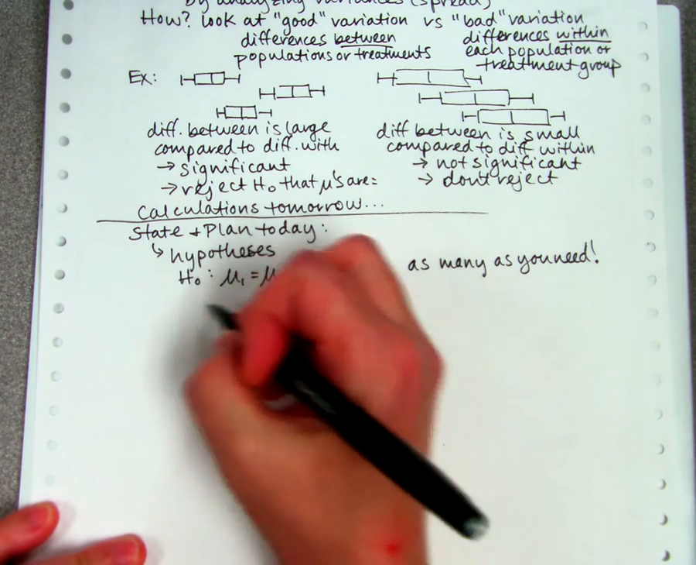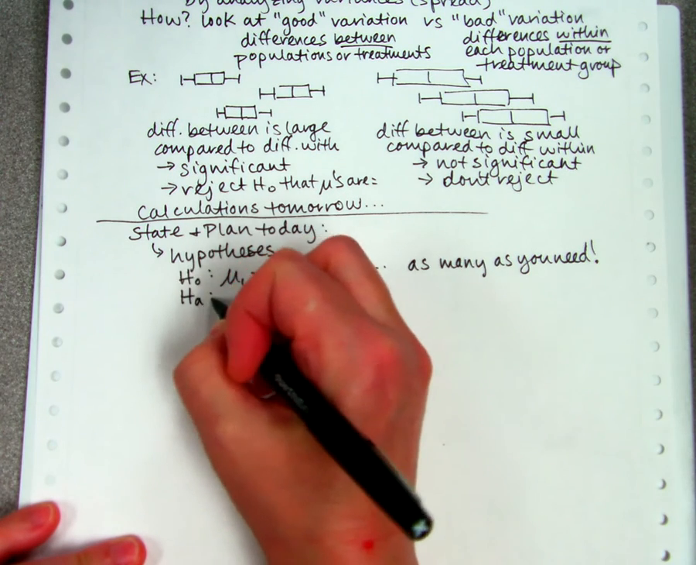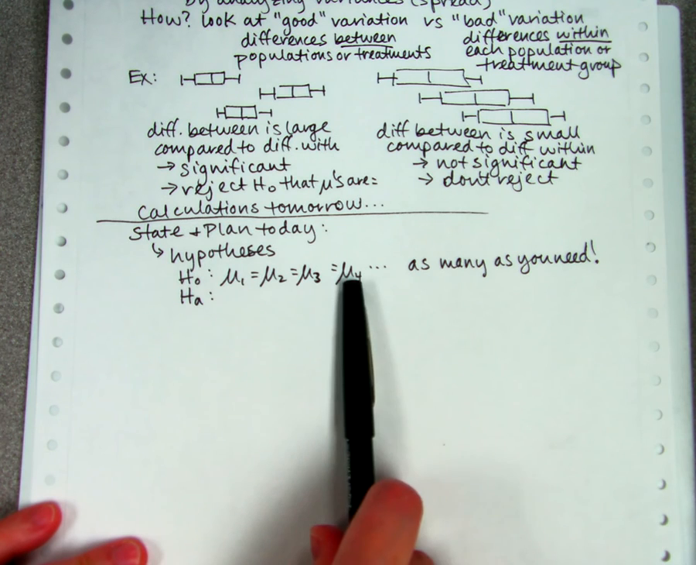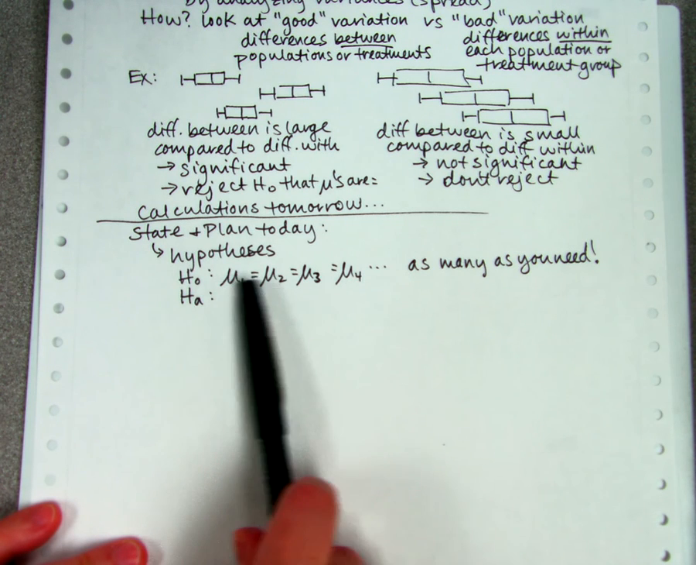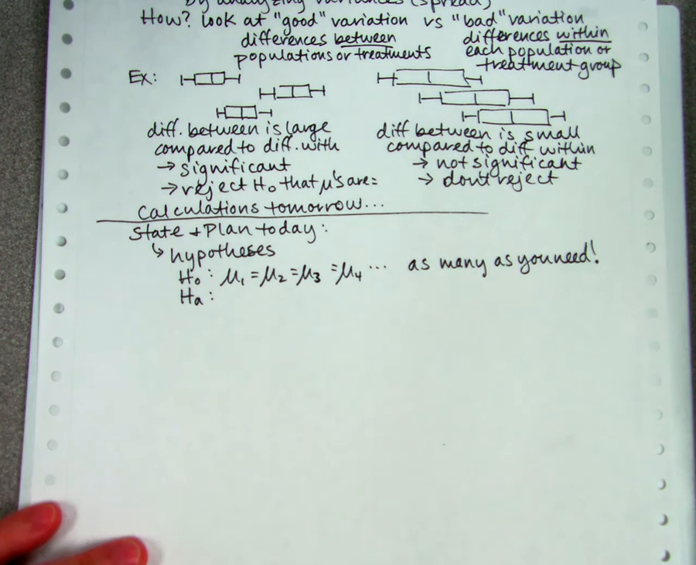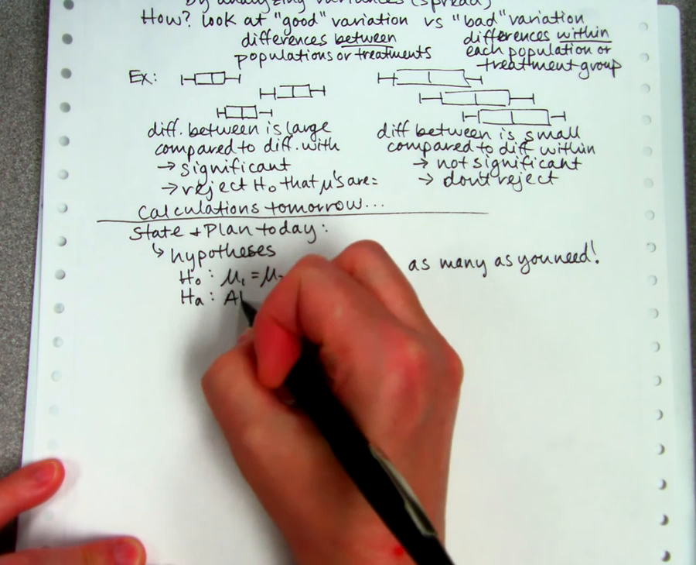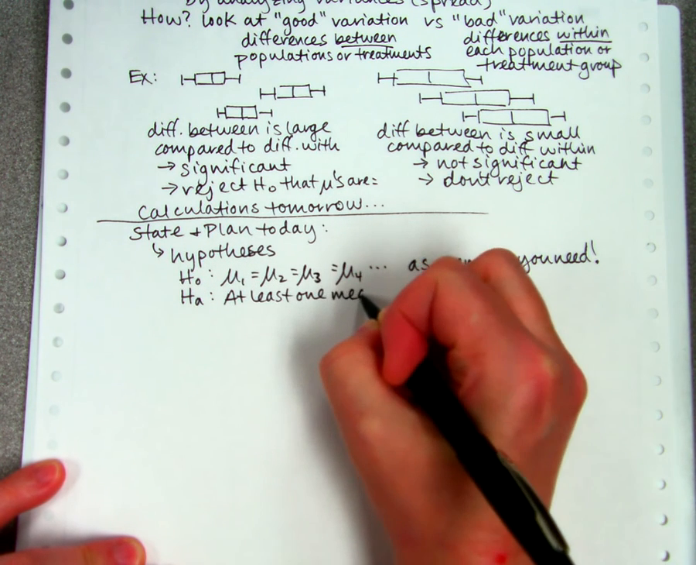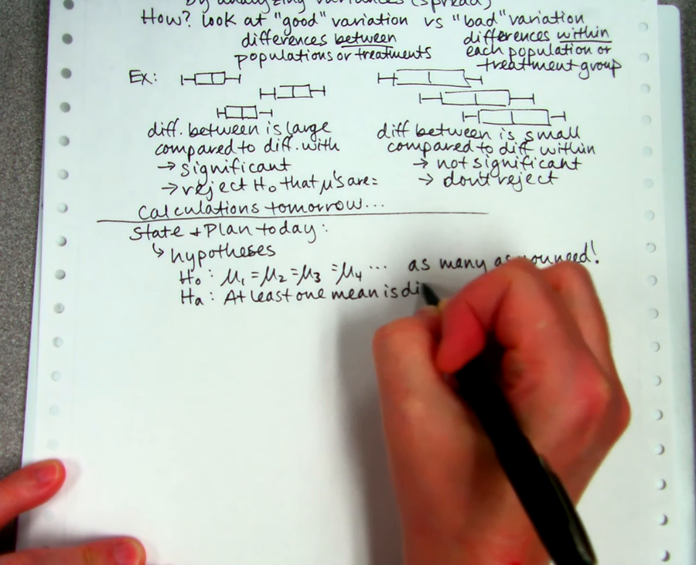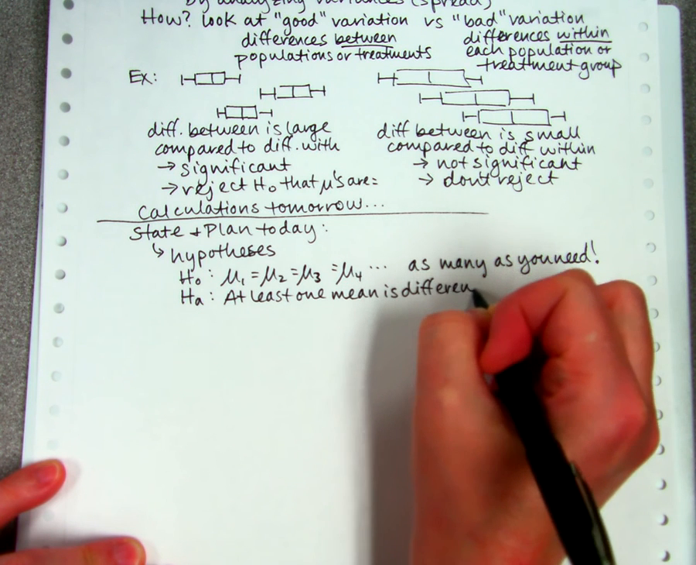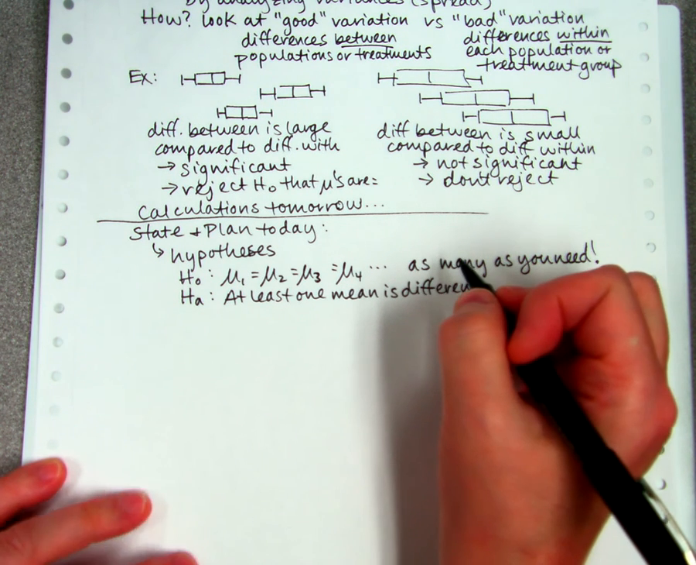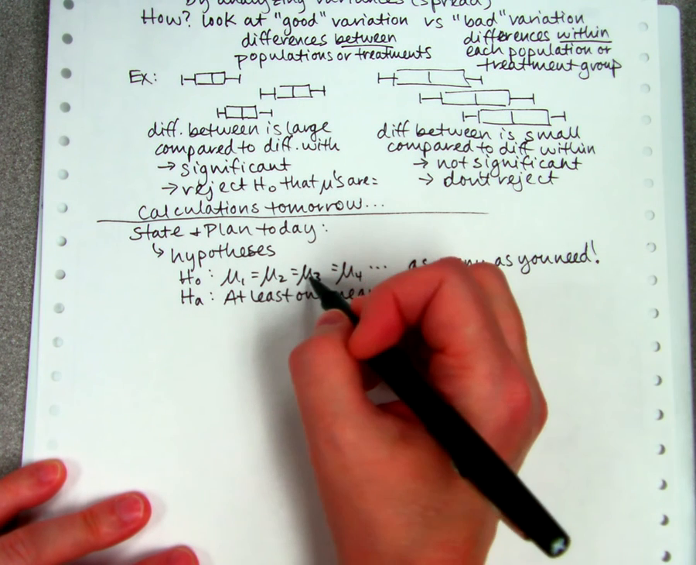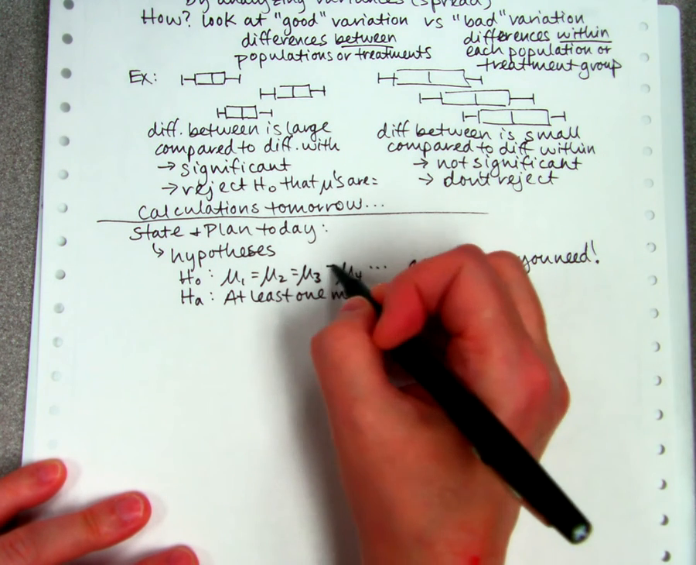And then the alternate is also going to remind you of chi-squared, because the alternate is the same idea as chi-squared with proportions. We don't need all of them to be different. We just need at least one to be different. So at least one population mean is different. That is our alternate. We're just going to write it in words. We don't write it with not equal signs because it could be that 1, 2, and 3 are the same, but 4 is different, or something like that.